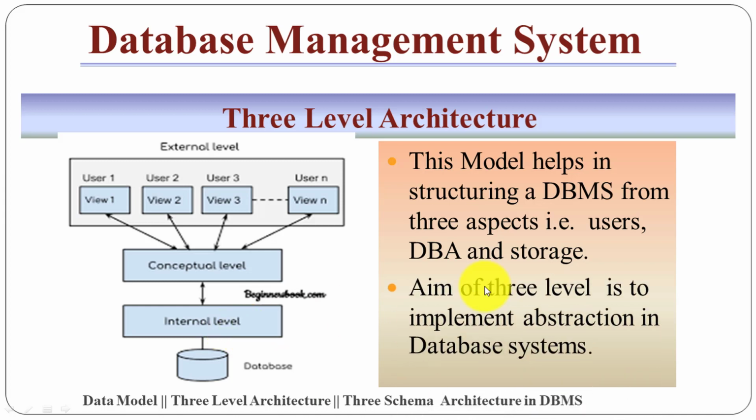So as we discussed here, the main aim of this three-level architecture is nothing but to implement abstraction in the database system. That means it hides the data from a number of users. That is the main goal, or we can say the main aim. And one more aim or goal is data independence. It preserves data independence.